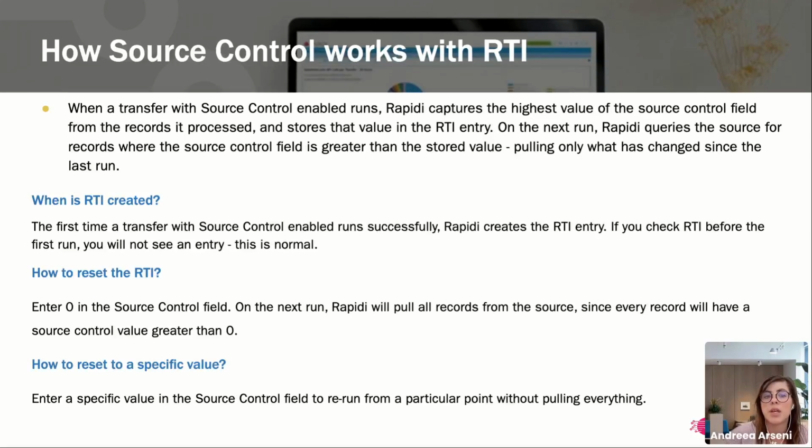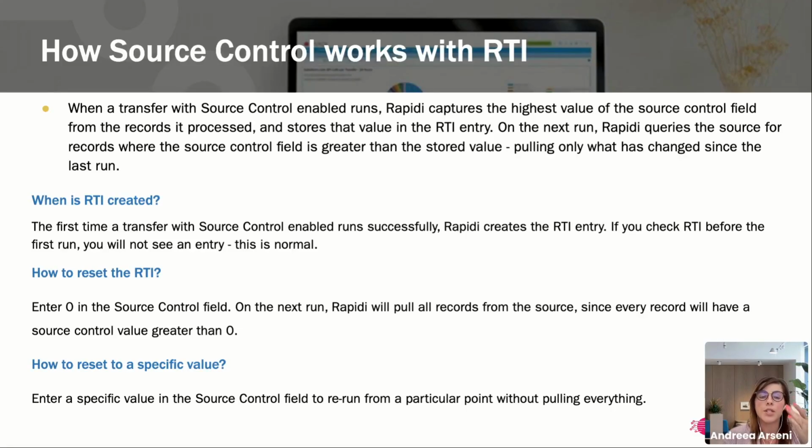And of course, the RTI is created when you run your transfer for the first time. So you run it with your source control, and when that's done, you should be able to see the RTI entry. Of course, if you did not run it before, then you will not see anything. It will be empty, so there will be no entry for that.